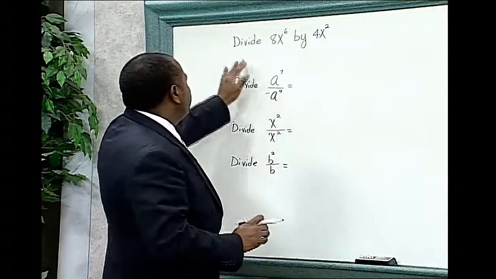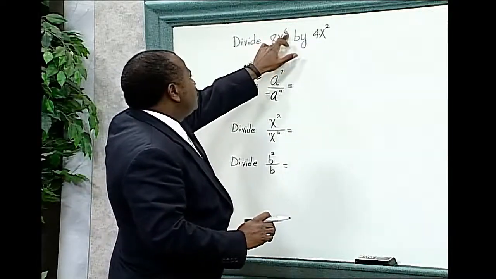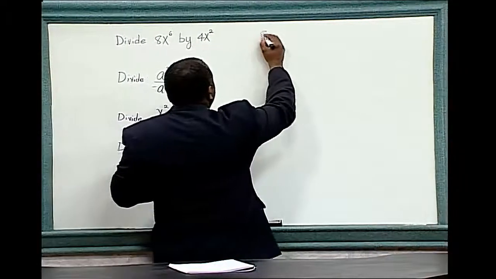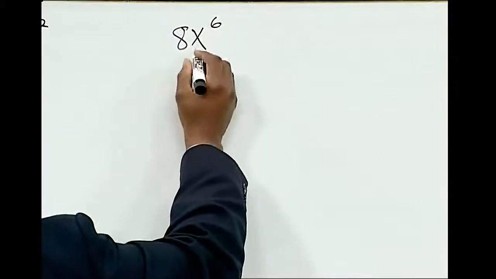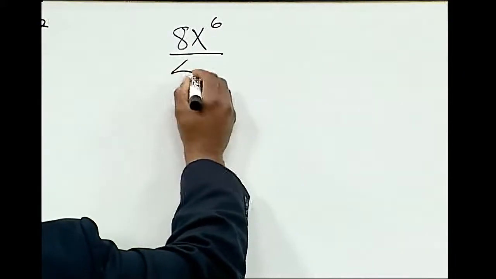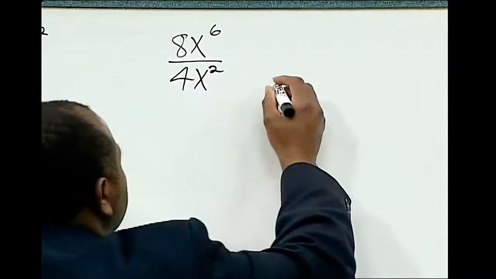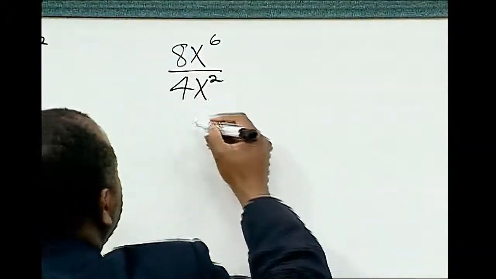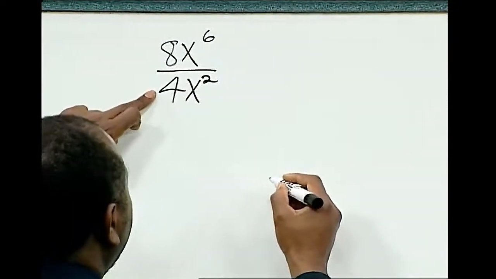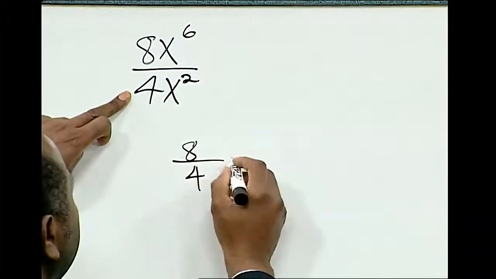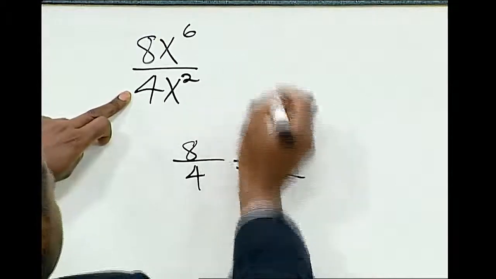Example 1. Divide 8x to the 6th power by 4x to the 2nd power. 8x to the 6th power divided by 4x to the 2nd power. Let's start by dividing 8 by 4. 8 divided by 4 is equal to 2.